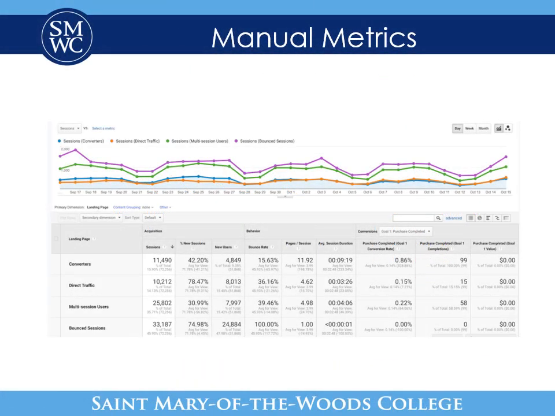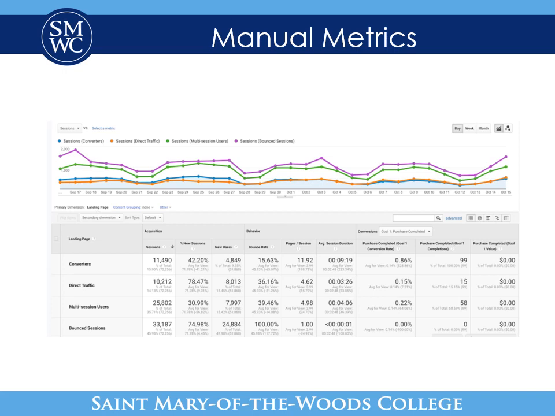Last, we have manual metrics. Manual metrics have to be set up by the user because it's impossible for analytics to calculate these metrics without being told how to measure them. For example, analytics can't calculate a conversion rate unless it's told what a conversion is.